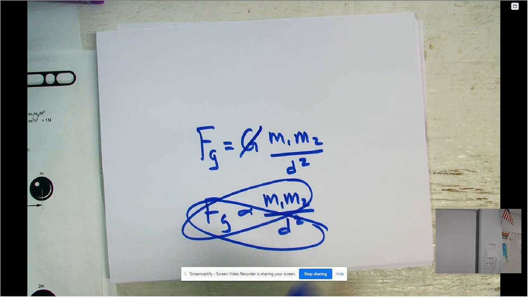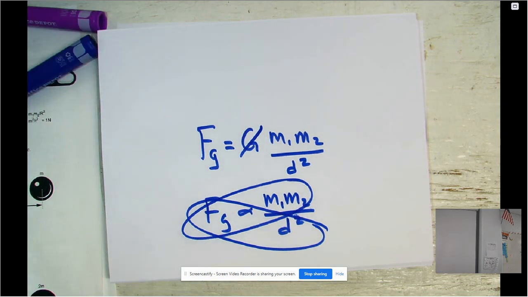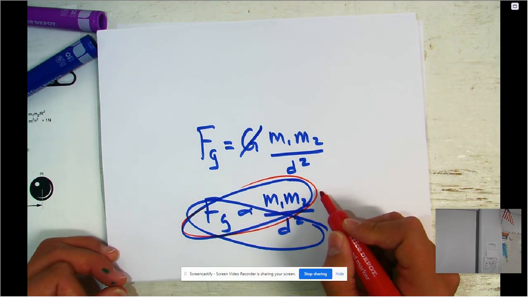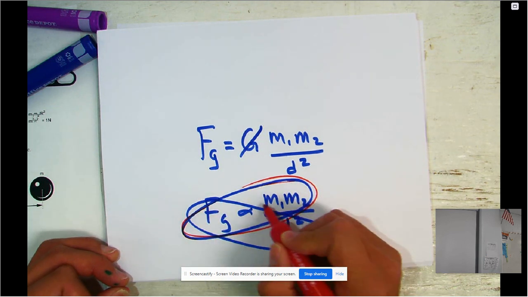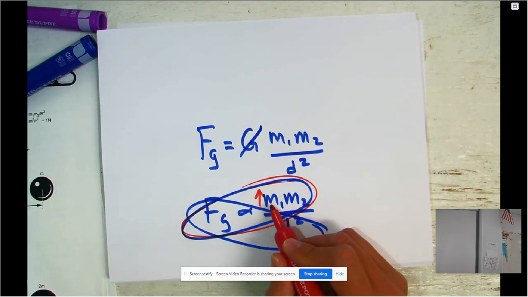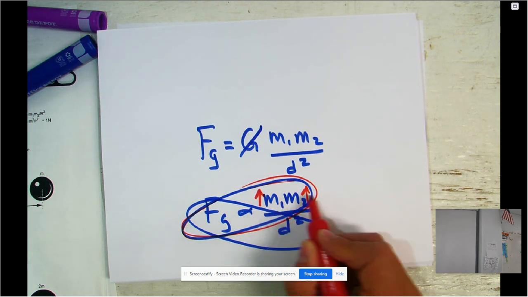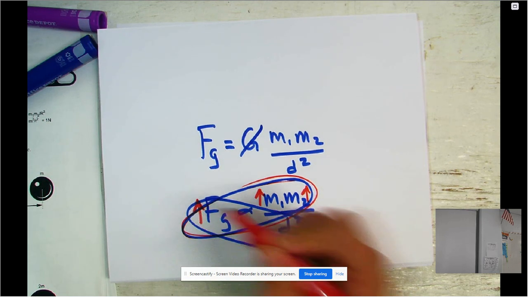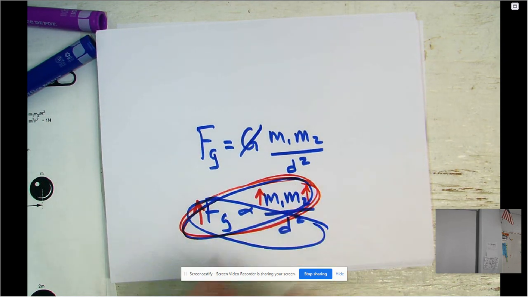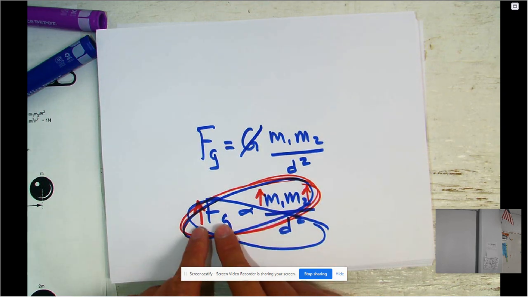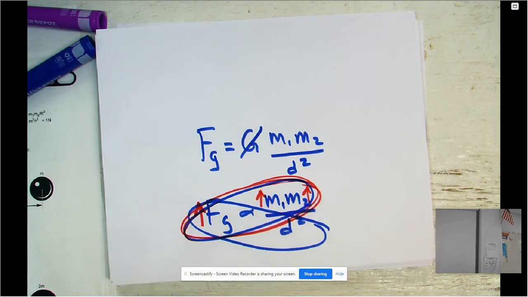In previous videos that I've done, I've talked about how these are going to be proportional to each other, which means that if you increase either m1 or mass 2 or both of them, an increase in the product is going to give you an increase in the force of gravity. So increasing the mass of m1 or m2 or both doesn't matter. As long as one of these or both of these goes up, you're going to increase the force of gravity. They're proportional to each other.